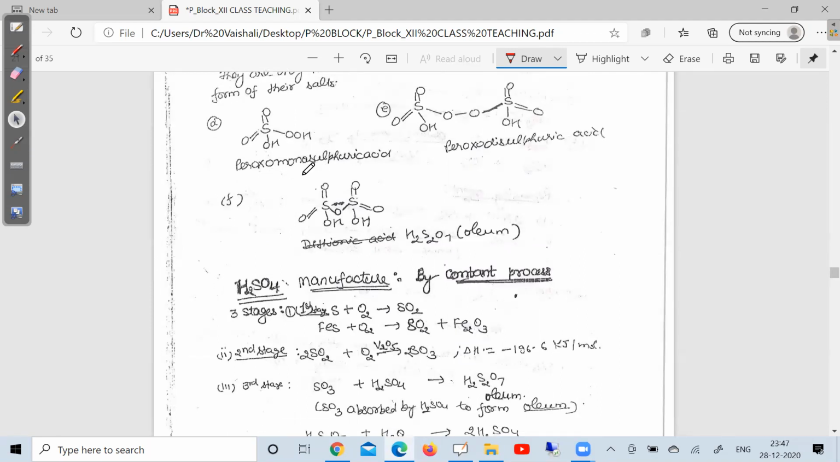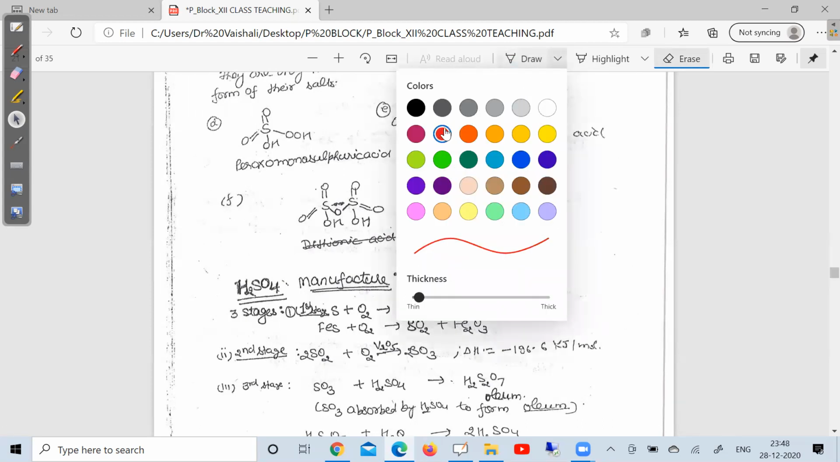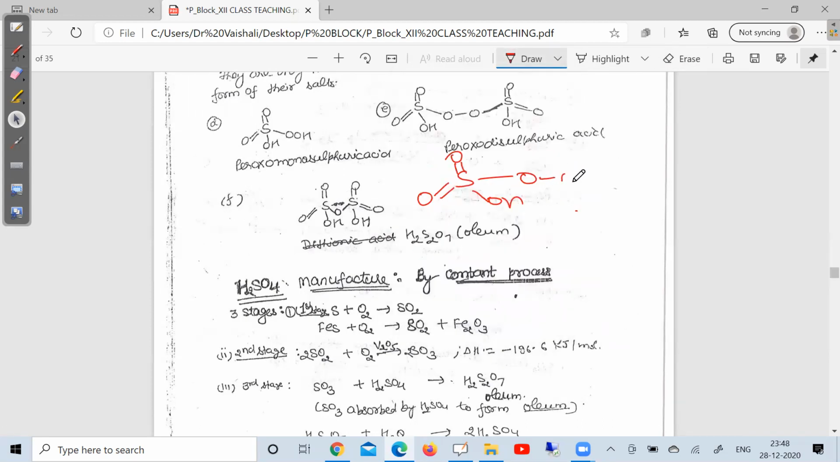This is peroxo monosulfuric acid, peroxo disulfuric acid. This is oleum. Okay, how to draw this peroxo monosulfuric acid? What is the structure of sulfuric acid? This is sulfuric acid. But in peroxo, you can write two oxygens directly linked, like this. Okay, this is the structure.